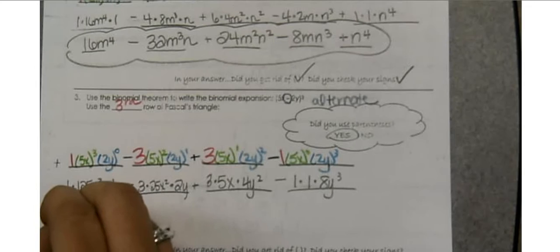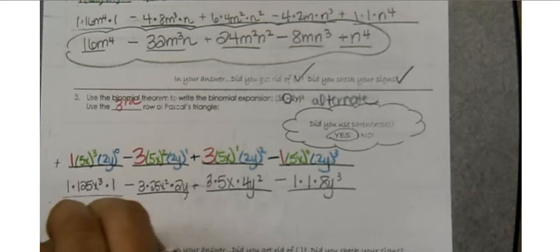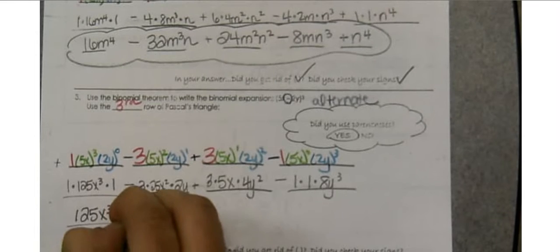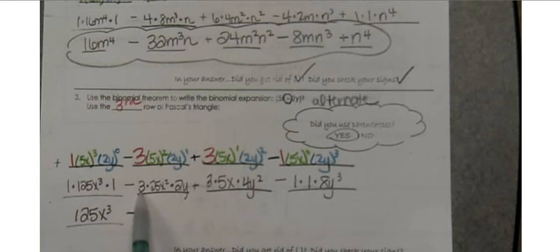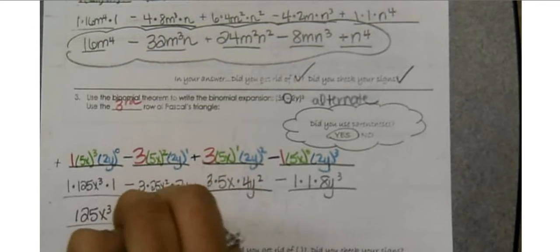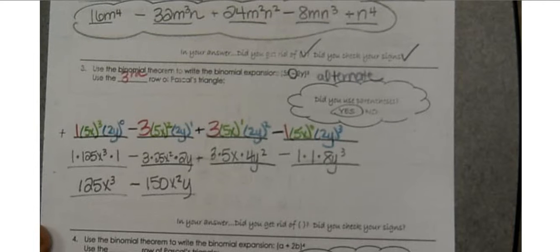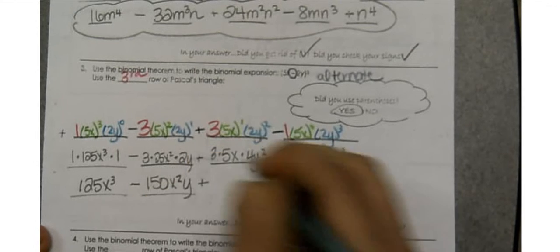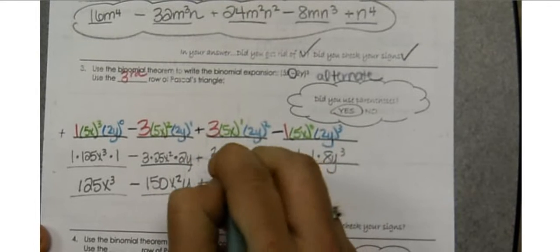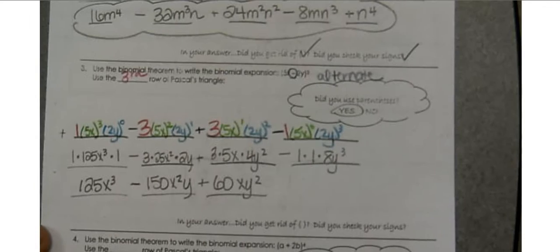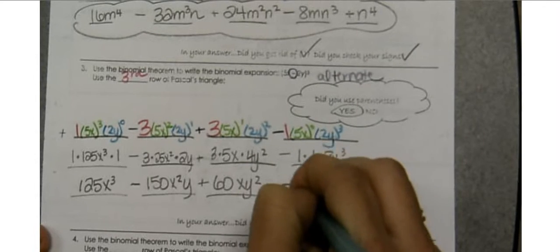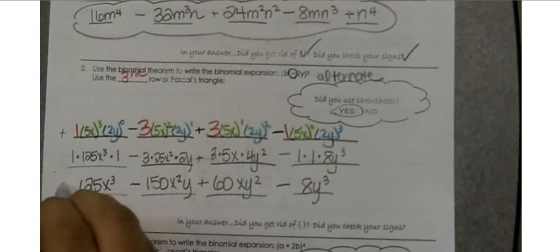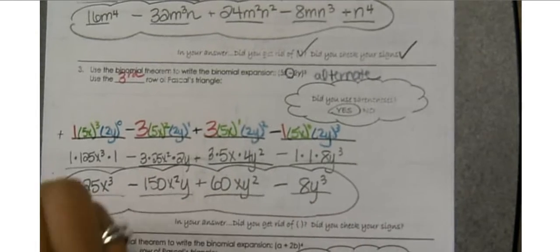Now let's simplify each term. 125x cubed. Here I can multiply 3 and 25 and 2 together to get 150. And then I had x squared y. Here I can multiply 3 and 5 and 4 together to get 60. And then I have xy squared. And then here this is just 8y cubed. And there's the final answer.